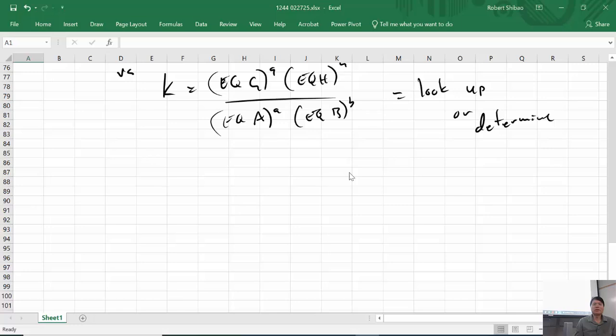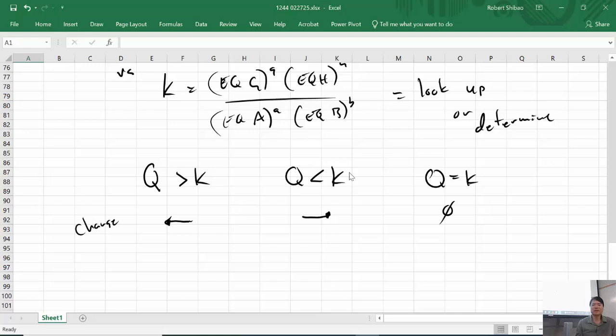And so to determine the direction of change, we compare Q versus K. If Q is too big, then we have too much product, and we got to go backwards. If Q is too small, then we don't have enough product. We got to go forward. If Q is just right, then there's going to be no change. Zero change. And so what this means is going to be plus, plus, minus, minus. Over here, this is going to be minus, minus, plus, plus.